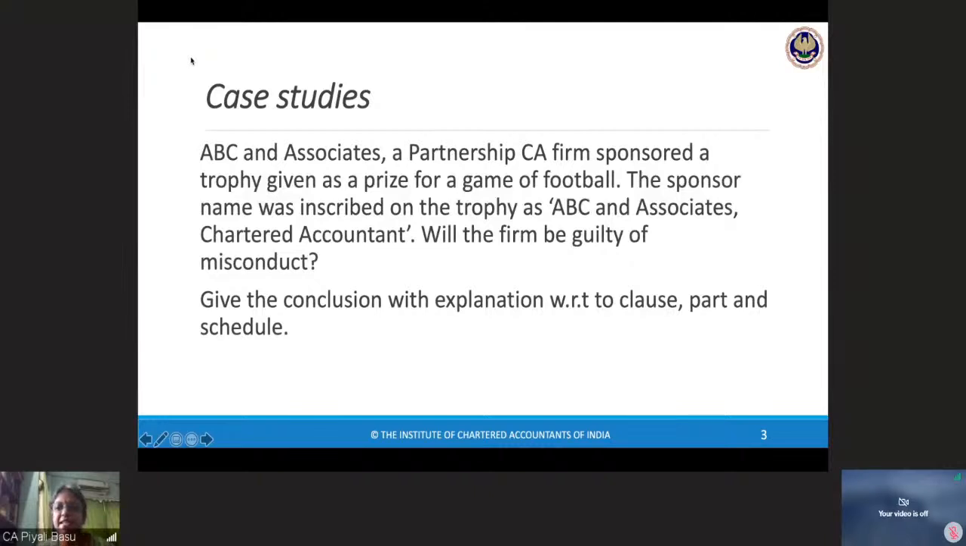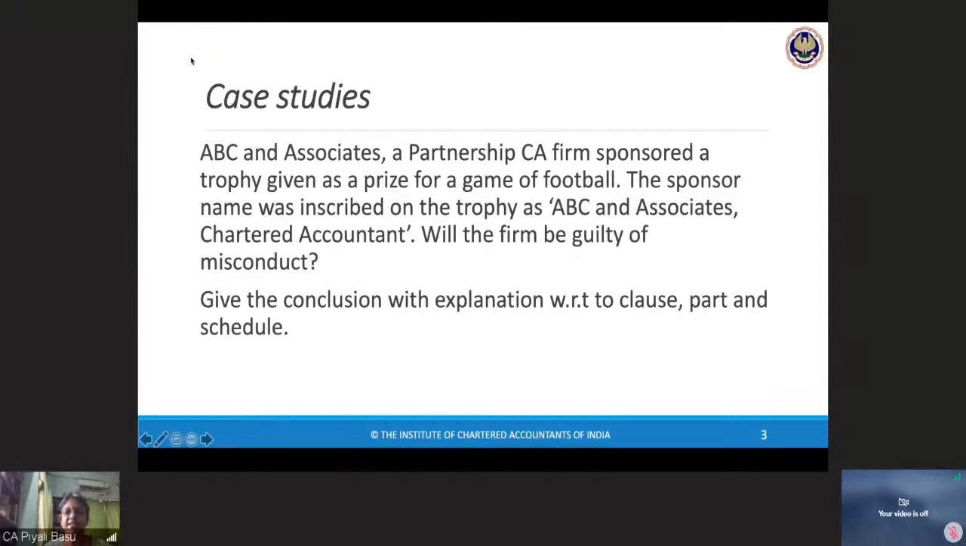Yes, he will be guilty. He'll be guilty under clause 6 part 1 first schedule, because of the name chartered accountant. If he had only mentioned ABC and Associates, that would have been good enough. That is allowed by the Chartered Accountants Act, the first schedule.